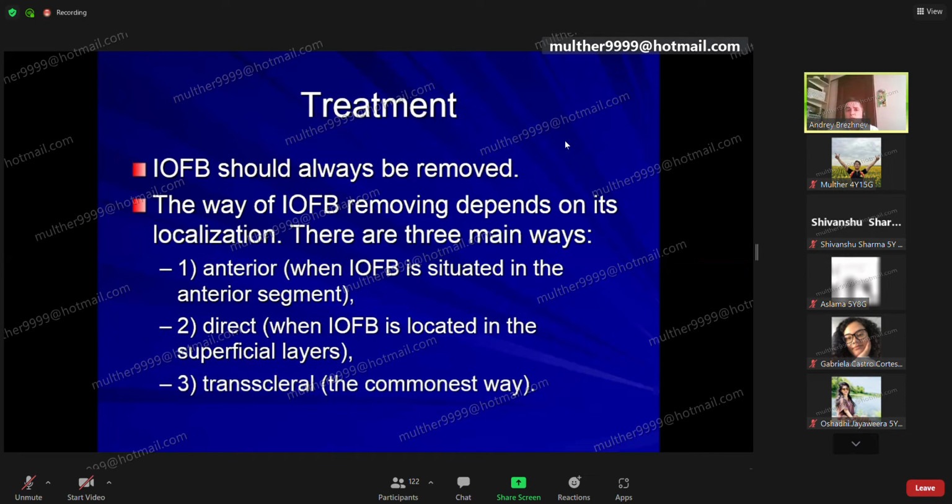And transscleral, which is the commonest way, because most of the foreign bodies inside the eyeball are situated behind the lens, behind the iris, somewhere in the posterior part of the eyeball, and through the sclera we make a cut in the sclera, and with the help of a magnet or with the help of forceps, we can remove this foreign body.